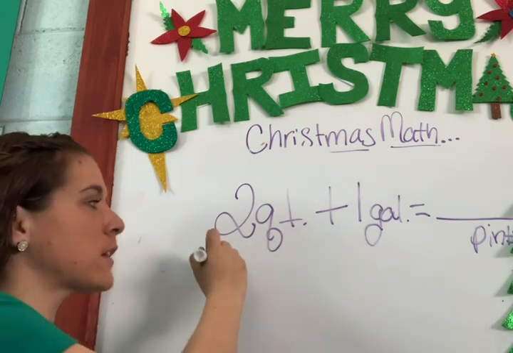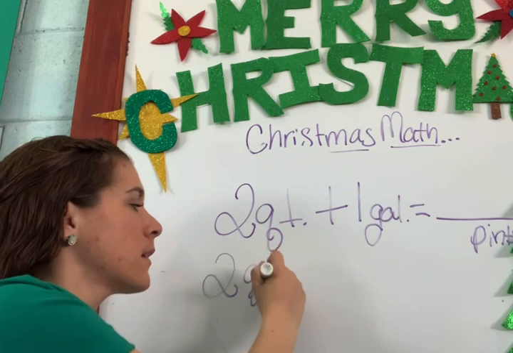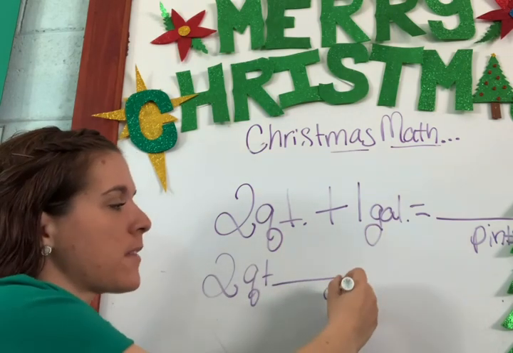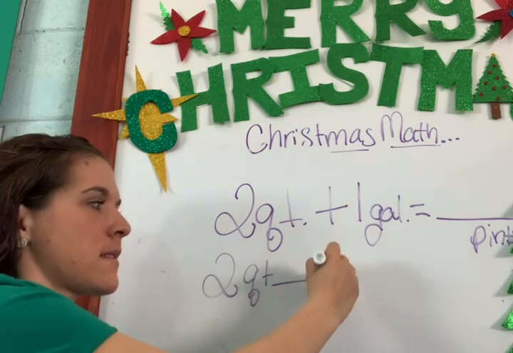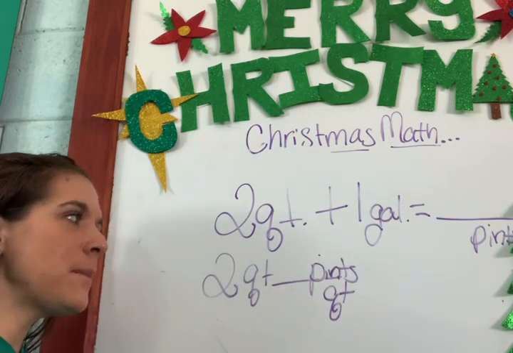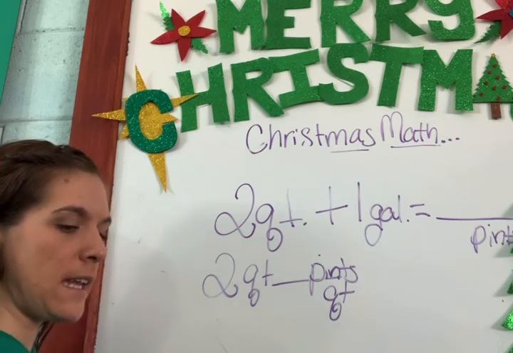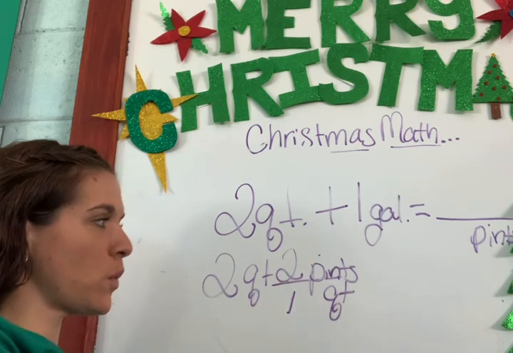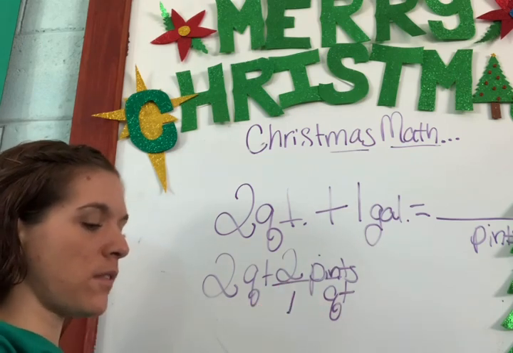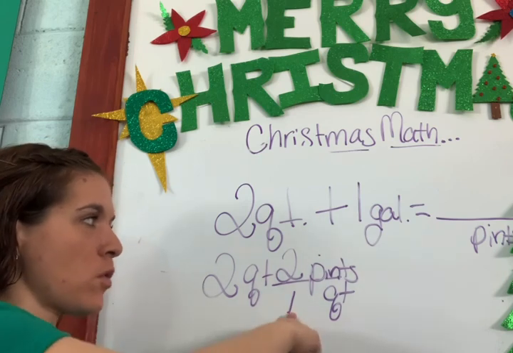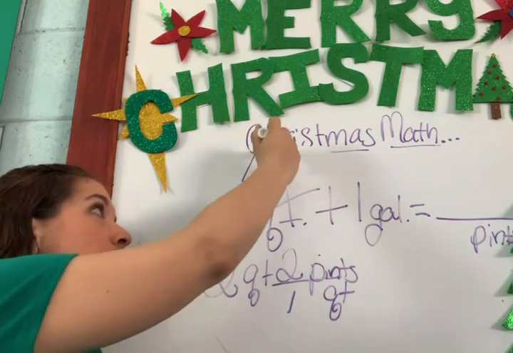So let's use this one first. 2 quarts. What do we put on the bottom, Kiana? Quarts. What do we put on the top, Scarlett? Pints. Okay. So, how many pints are in a quart, Frankie? 2. Good. So what do you do? Multiply or divide, Abiel? Multiply. What's 2 times 2? 4. So this one's 4 pints.